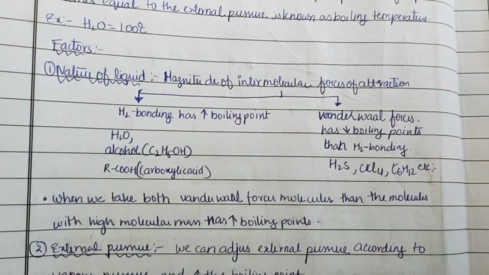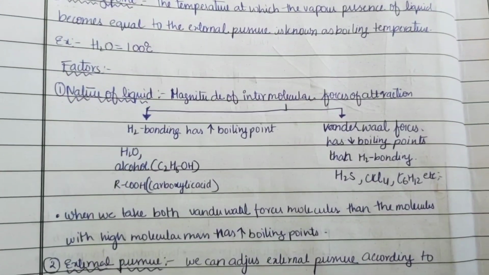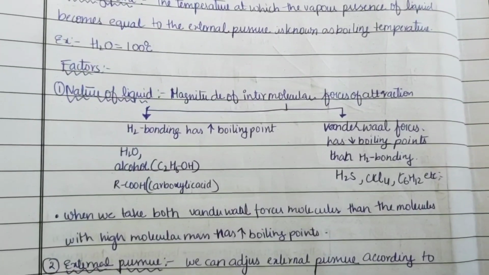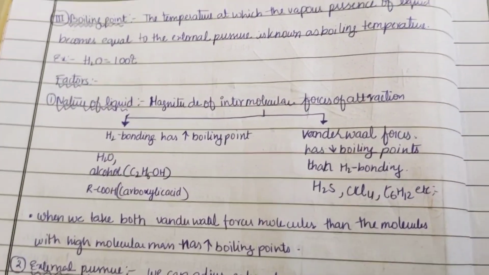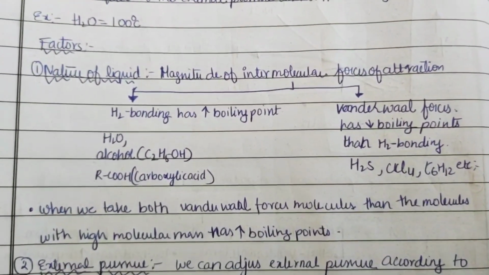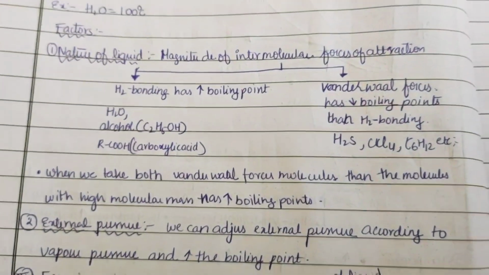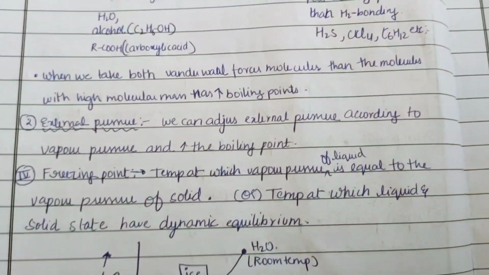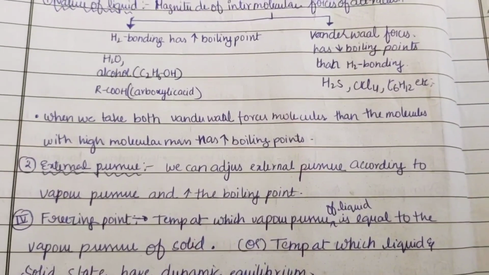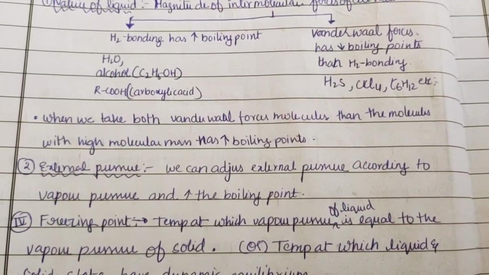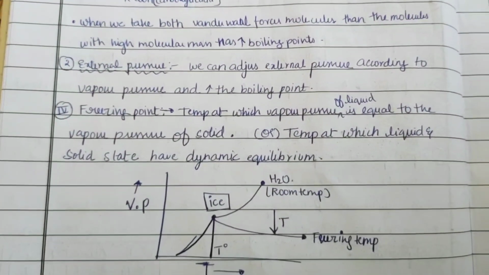When we take both van der Waals substances and compare their boiling points, we have to take the molecules which have high molecular mass. Those which have high molecular mass have high boiling points among substances which have van der Waals forces. Then external pressure: we can adjust the external pressure according to the vapor pressure and increase the boiling point.